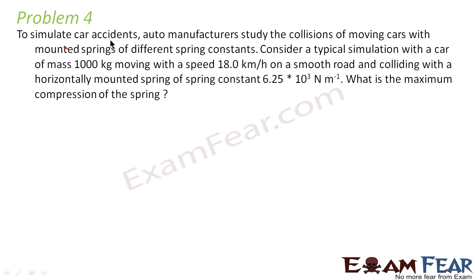To simulate car accidents, auto manufacturers study the collisions of moving cars with mounted springs of different spring constants. Consider a typical simulation with a car of mass 1000 kg moving with a speed 18 km per hour on a smooth road and colliding with a horizontally mounted spring of spring constant 6.25 into 10 to the power 3 Newton per meter. What is the maximum compression of the spring?